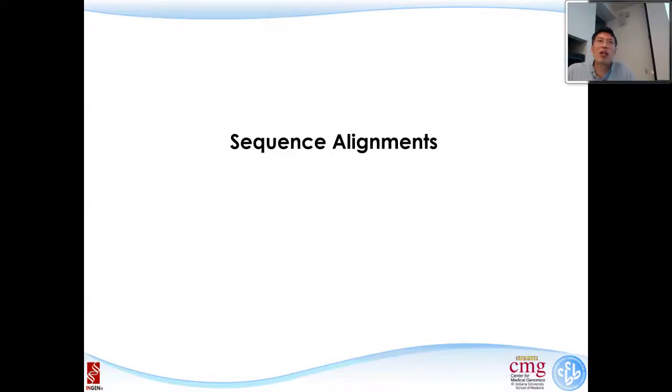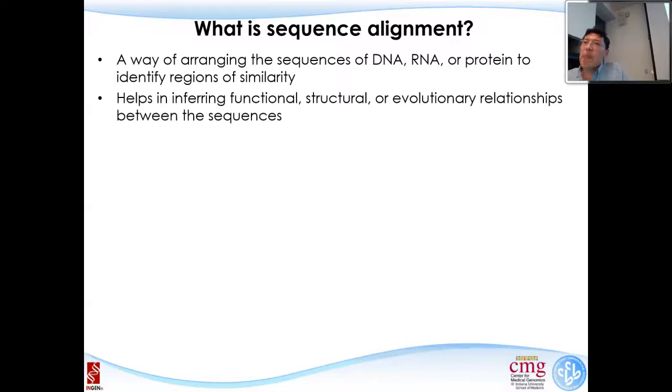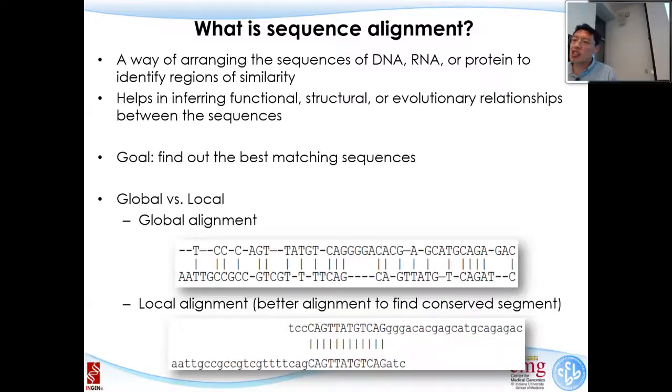Now let's go to the main topic of today, which is sequence alignment. What is sequence alignment? It's a way of arranging sequences of DNA, RNA, or protein, so it doesn't have to be DNA, to identify regions of similarity. Bioinformaticians use it all the time to help infer the functional, structural, or evolutionary relationships between sequences. If you know a lot about one sequence and nothing about another, and they are similar to each other, you can infer their functions. The goal is to identify the best matching sequences.